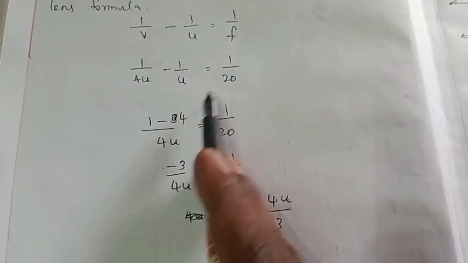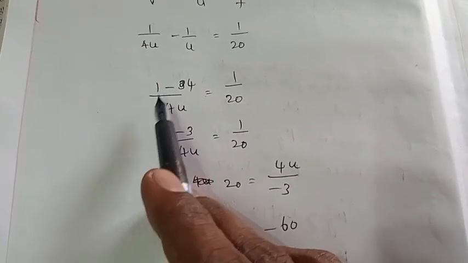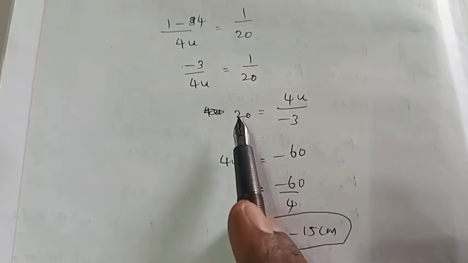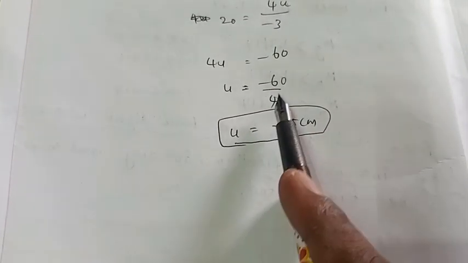So they are asking for u, that means object distance. V means image, u means object, that's all. So (1 minus 4) divided by 4u equals 1 by 20. So very simple, minus 3 by 4u equals minus 1 by 20. So 4u is equal to minus 60, u is equal to minus 60 divided by 4. So just divide: 4 fives are 20. So u is equal to 15 centimeter, that's all.